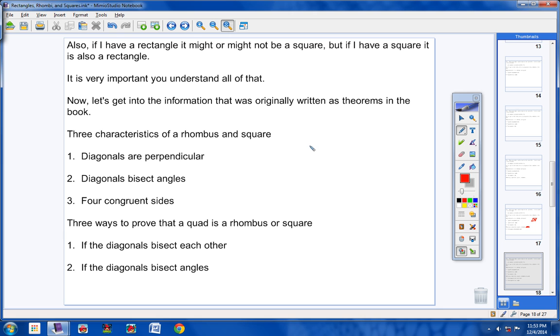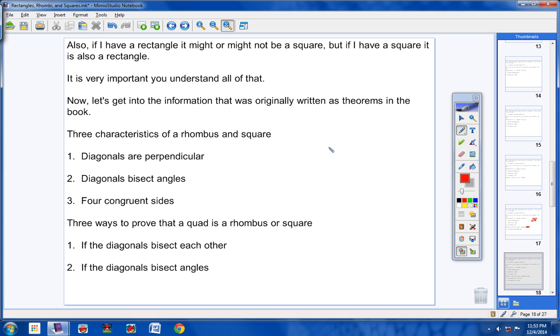So if you have a quadrilateral like this, and you have a diagonal like this, and you notice that all of the angles here are congruent to each other like this. In other words, all of the angles are cut in half. Then you know that you have a rhombus. Now it might be a square, but it's definitely a rhombus.